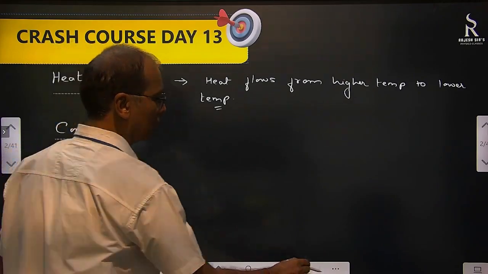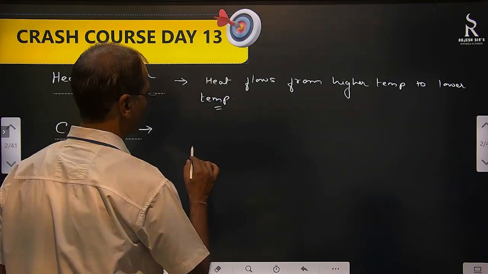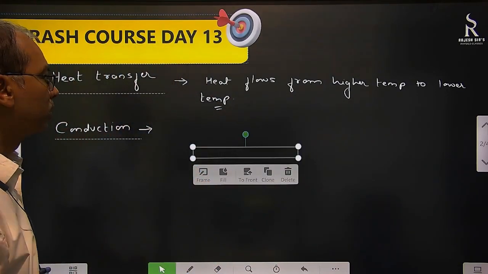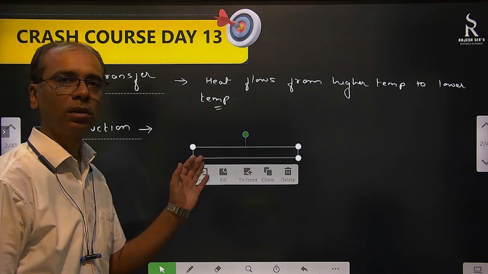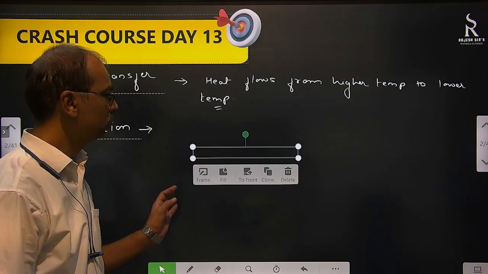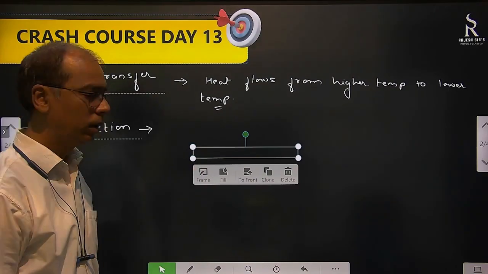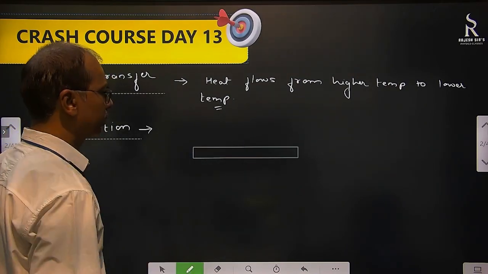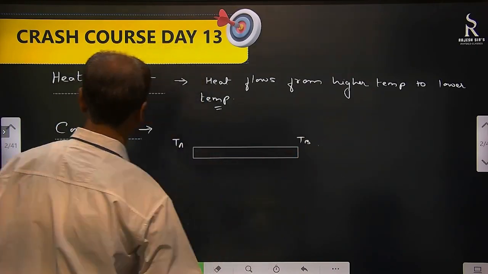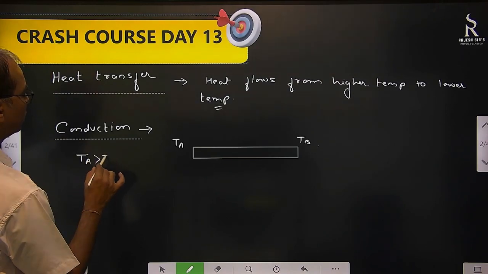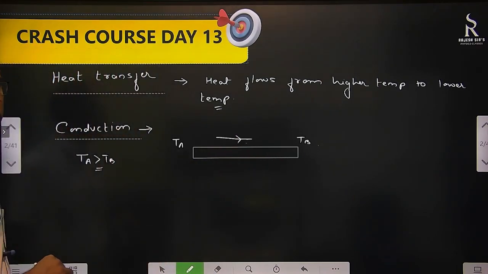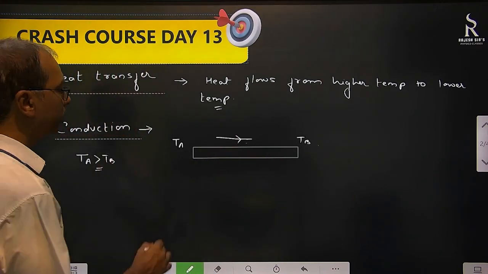What does that mean? Suppose we have a conductor. Now conductor we already know. In electricity also we talk about a conductor, right? A conductor is one through which current can flow because there is availability of free electrons. Here also a conductor is one through which heat can flow. Suppose this is a conductor here. Here its temperature is TA, here its temperature is TB. If the temperature at A is greater than TB, then what will happen? It will flow from higher temperature to lower temperature.